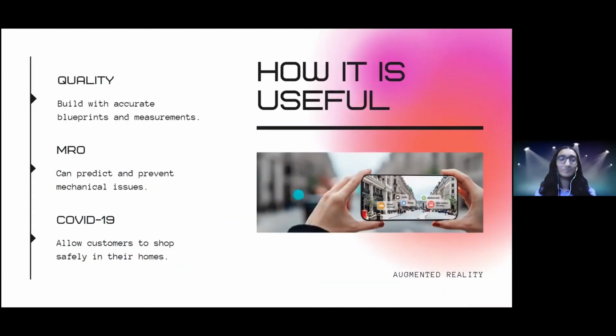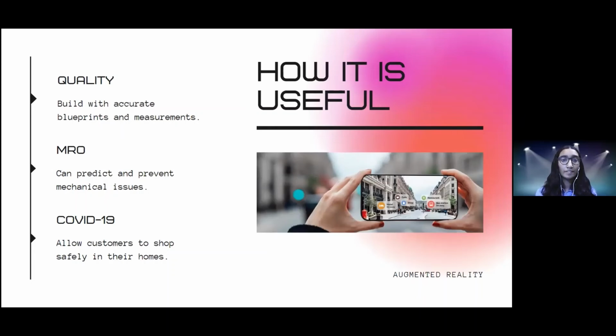How is it useful? Augmented reality is useful in quite a few ways. First is quality. This usually is used for people who are in the engineering field, as they can build mechanical parts and buildings with a lot more accurate blueprints and measurements. This is because augmented reality can help with measurements instead of the engineer relying on human calculations.